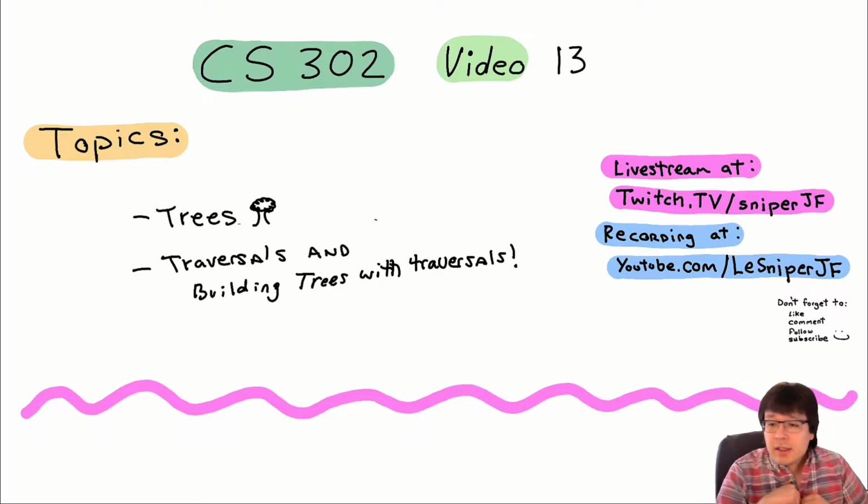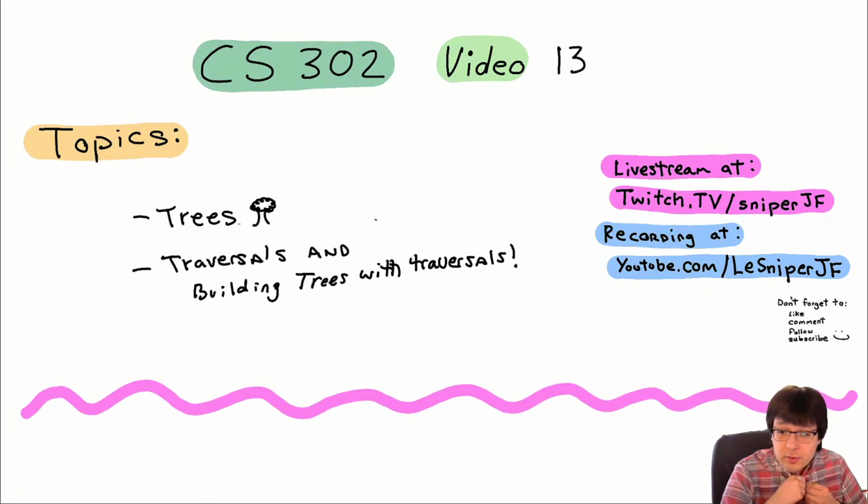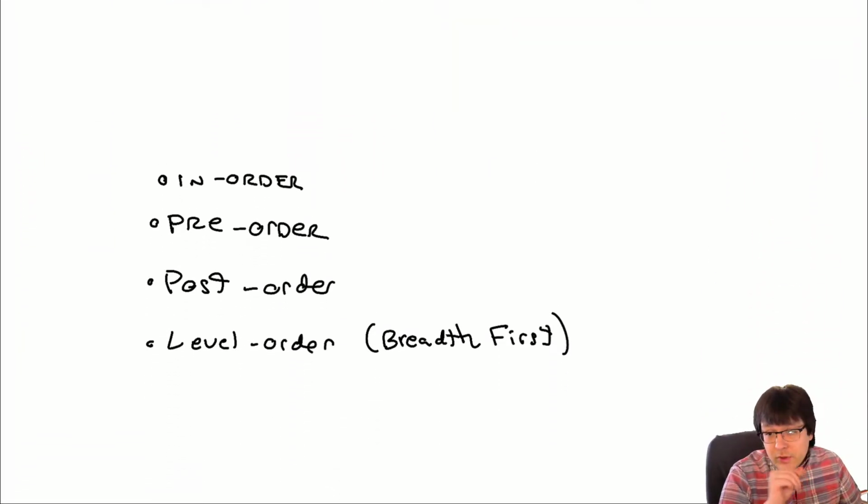Basically, last time we talked about three traversals, right? We talked about in-order traversals, pre-order traversals, and post-order traversals. We have one more to talk about, that is level order traversals. So first of all, I thought we'd start by doing a review of how to do each of these.